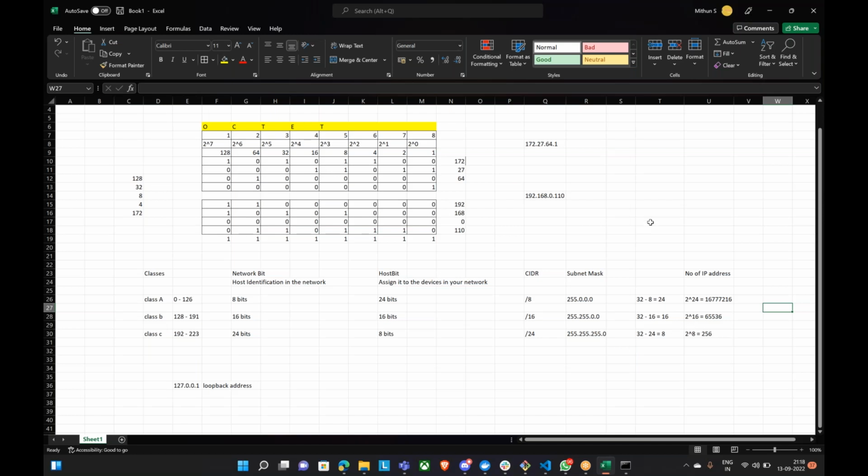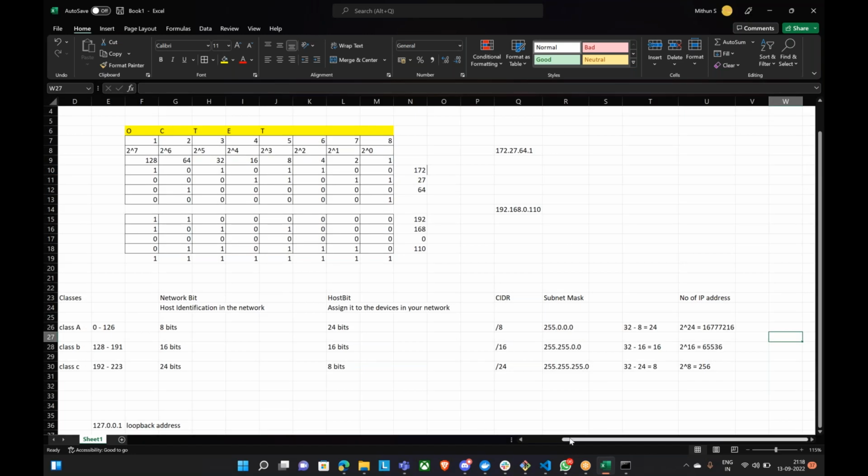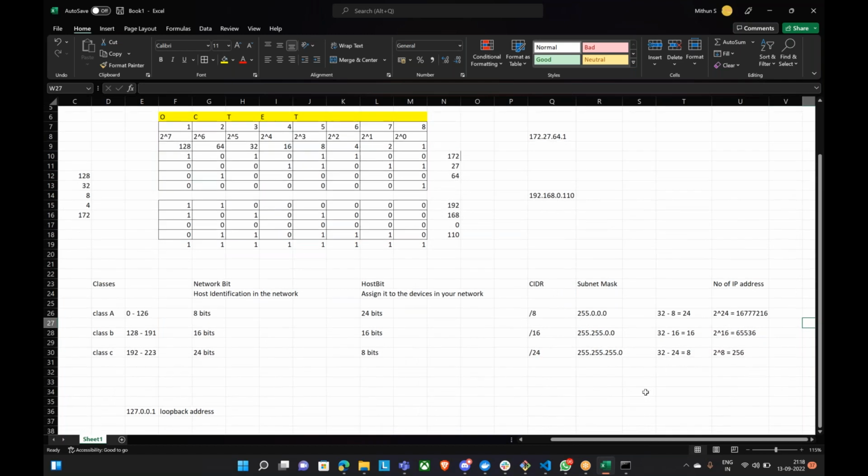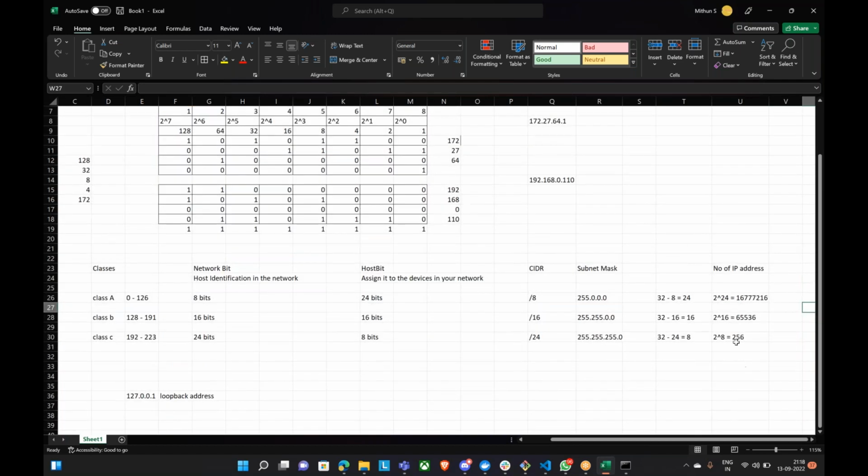So that is why I am writing everything in an Excel sheet, so that it becomes very clear. Okay. Now the next question. Before I go ahead, any doubt, guys, until here?